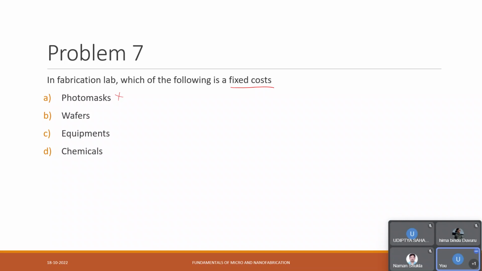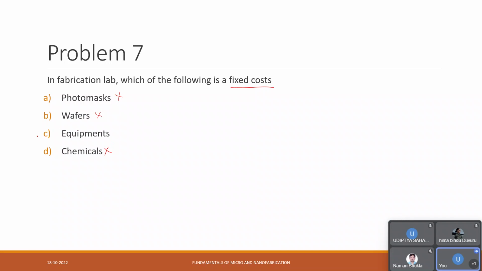Wafers depend on your production. If you produce less, you will use fewer wafers, so it's a dependent cost. Chemicals are the same: if you have more processes to be done, the expenditure on chemicals will be more. Essentially it is also not a fixed cost.